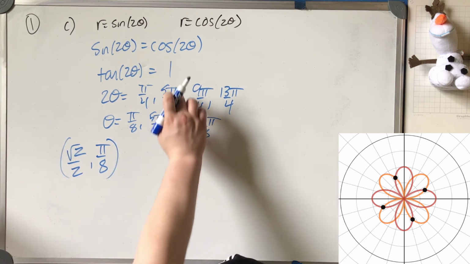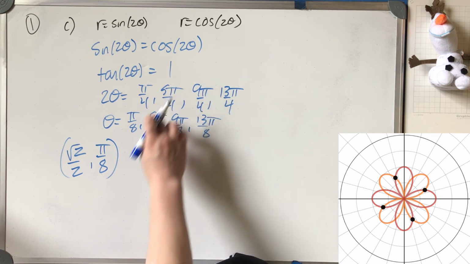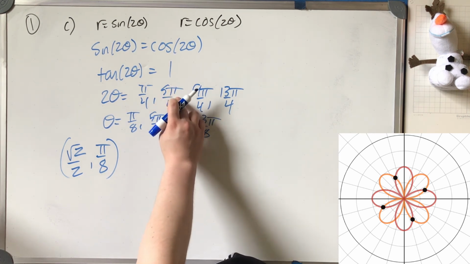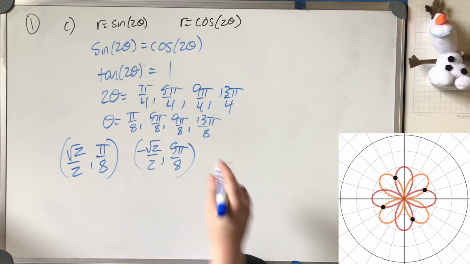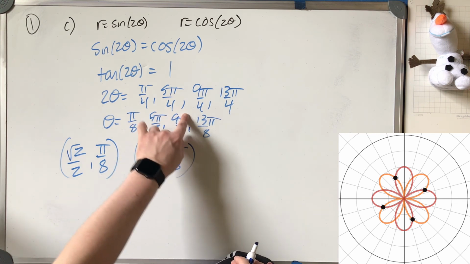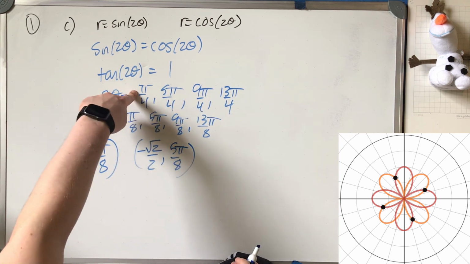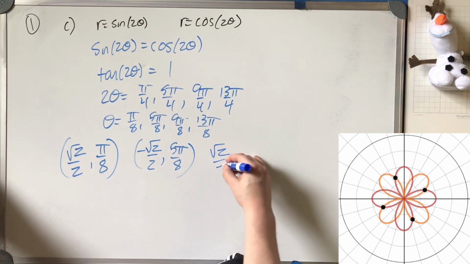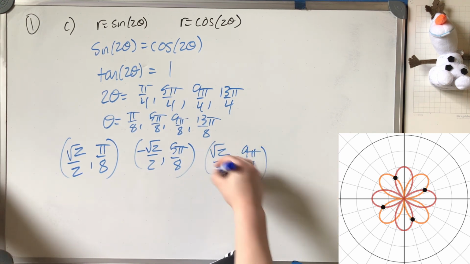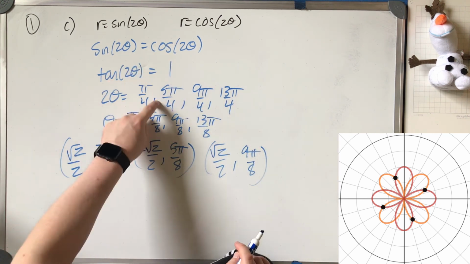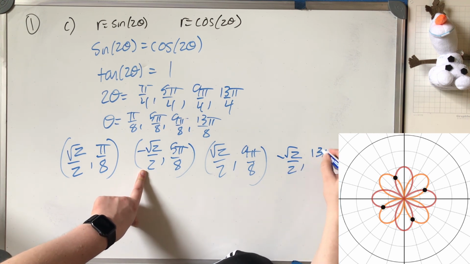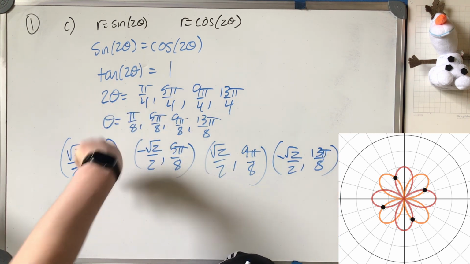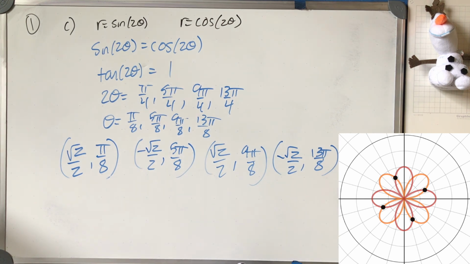When I do 5 pi over 8, I'm really evaluating sine at 5 pi over 4. That's going to be negative. So I get a negative square root of 2 over 2, 5 pi over 8. For 9 pi over 8, that's the same thing as doing 9 pi over 4, which is the same as doing pi over 4. So I'm back to positive square root of 2 over 2, 9 pi over 8. And the 13 pi over 8 is the same thing as 13 pi over 4, which is the same thing as 5 pi over 4, which means it's going to be a negative square root of 2 over 2. You see, I'm not reinventing the wheel here. I'm kind of using some of my previous knowledge to help me figure out what all 4 of these intersection points are. And there was no chance I ever would have seen those in the graphs.